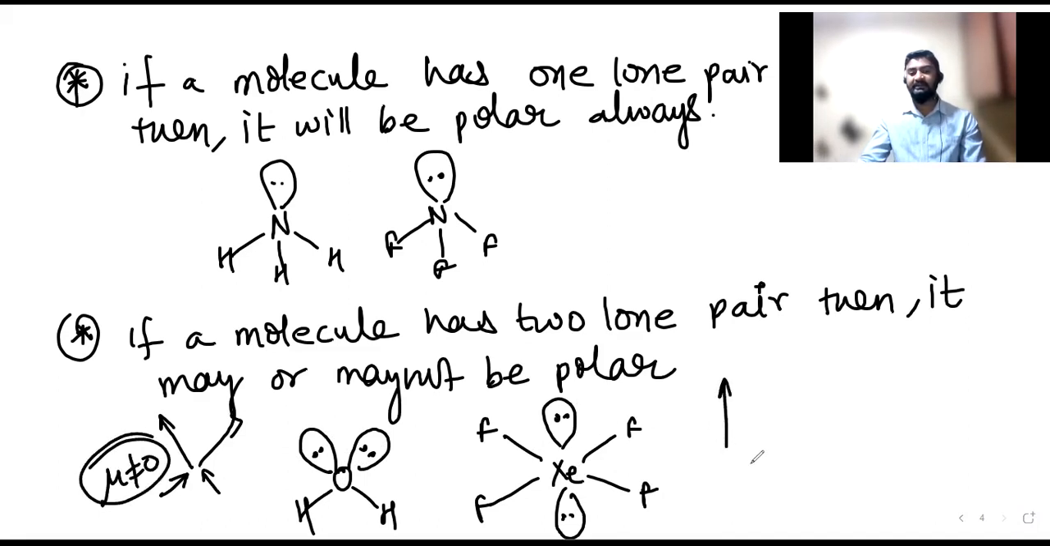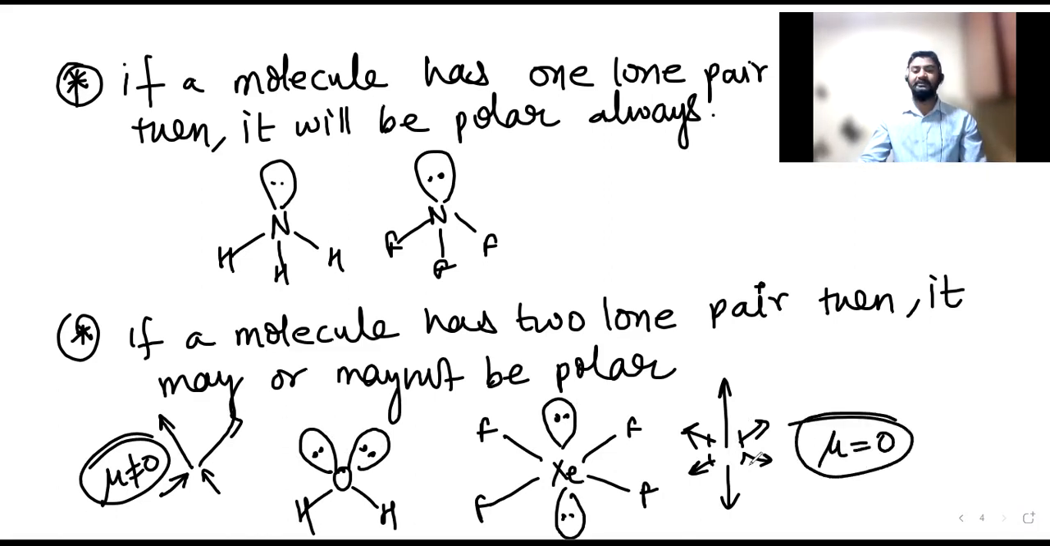But here, see the vector diagram, they cancel each other. I'll talk about drawing dipoles, don't worry. So they'll all cancel with each other, so mu will come out to be 0. So having two lone pairs does not guarantee anything. If you have two lone pairs, it may be polar, it may not be polar. So these are a few tips I've given which can help you find whether a molecule is polar or not. Next, let me explain how to draw a vector diagram.